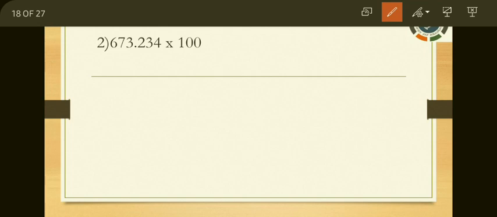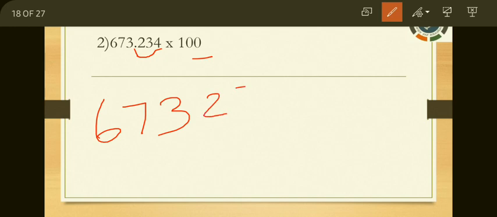Next example, 673.234 multiplied by 100. In 100, how many zeros are there? Two zeros. So what are you going to do? The decimal point is shifted 2 digits to the right side. Already the decimal point is after 673, so 2 digits shifted to the right. The decimal point will move 2 digits after, after 3.4. So what is the answer? 67,323.4.